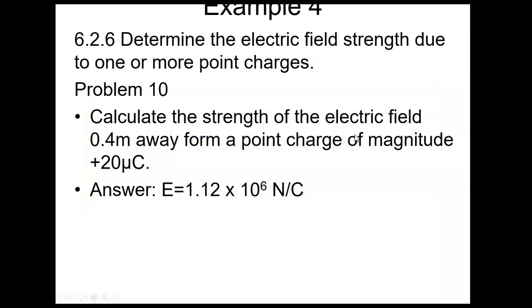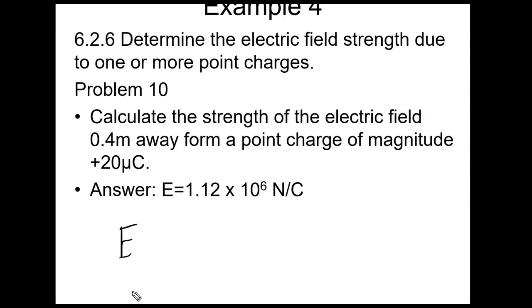Okay, so example 4. It says, calculate the strength of the electric field 0.4 meters away from a point charge of magnitude 20 microcoulomb. By the way, one of the interesting things about this equation is notice that in the problem it doesn't specify which direction we have to go away from the charge. And it doesn't matter because the electric field has a spherical symmetry, meaning that the strength of the electric field due to a point charge is the same 0.4 meters away regardless of the direction that you travel in. So it's independent of the direction that you travel away from the point charge. All that matters is the distance.